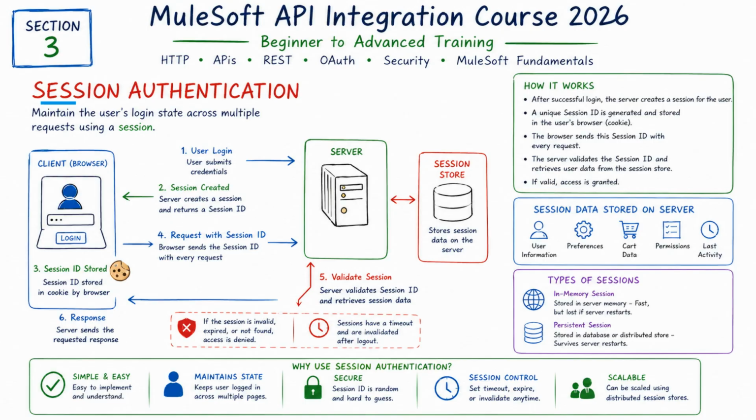This slide explains how session authentication maintains a user's login state after successful authentication. The diagram illustrates the complete process. First, the user logs in by providing valid credentials. The server verifies the user's identity, creates a unique session ID, and stores the session data securely on the server. The session ID is then returned to the browser and stored in a cookie. With every subsequent request, the browser automatically sends the session ID back to the server for validation. If the session is valid, the server grants access to the requested resources.